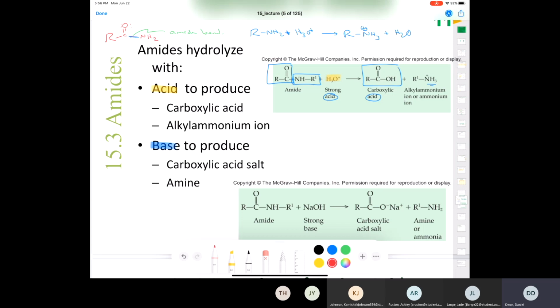Similarly, when we take a base and we hydrolyze an amide, we break the amide bond. But since we're in base, we're not going to make an acid. We're going to make a carboxylic acid salt, which is also a type of base. It's a very weak base, but it is still a base. And an amine or ammonia, that's a base.